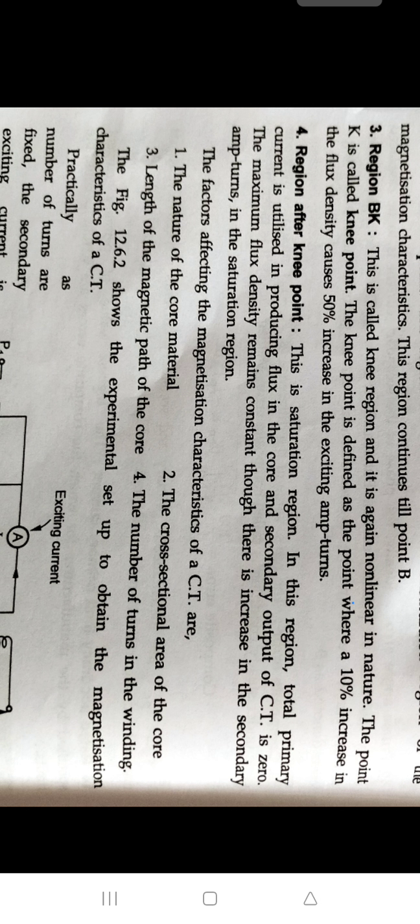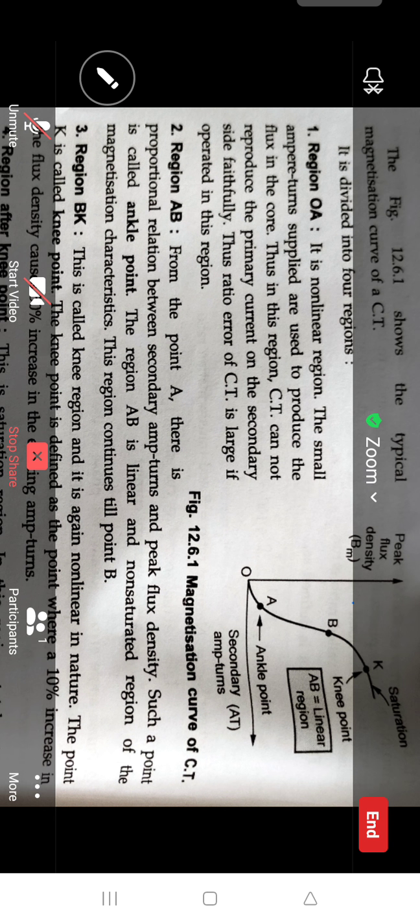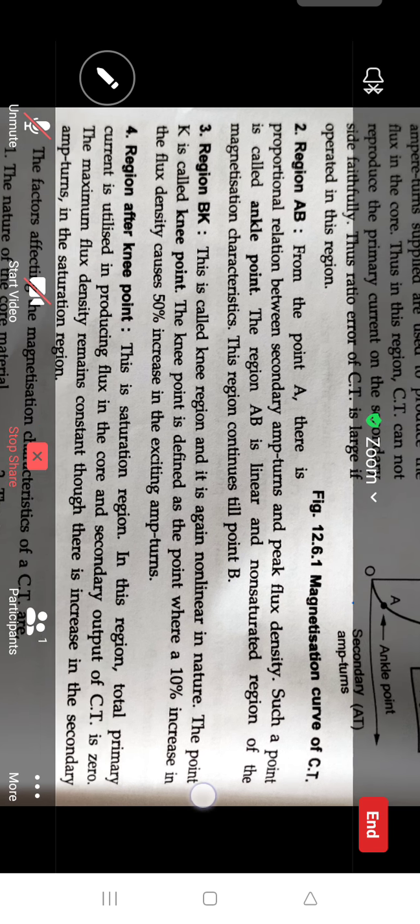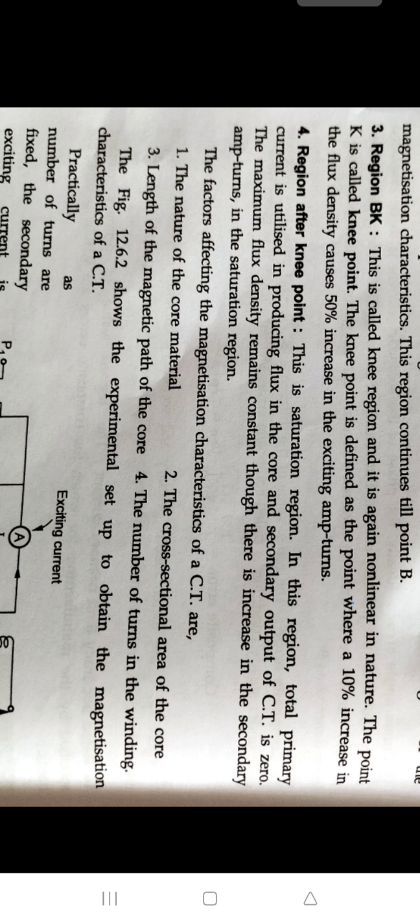In this region, the total primary current is utilized in producing flux in the core, and the secondary output of the CT is 0. The maximum flux density remains constant, though there is an increase in the secondary ampere turns in the saturation region. Once you cross the knee point, the peak flux density is almost constant. So at the same value of peak flux density, there is a continuous increase in the secondary ampere turns. So it is not preferable to work in that region.